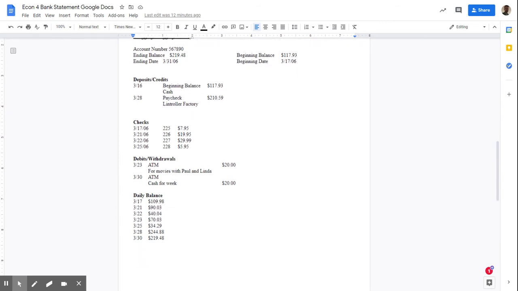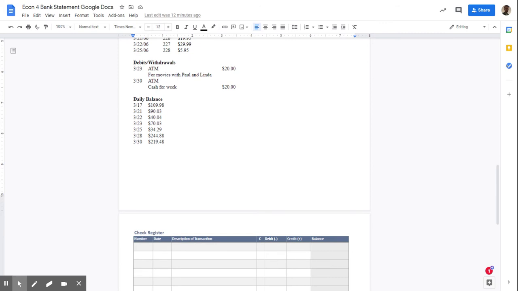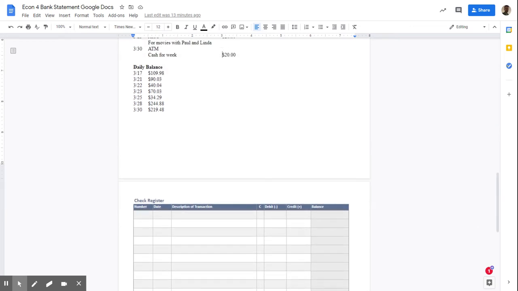And so they group it by category. So here are the deposits that occurred. He made two, the original opening the account, and then his paycheck from the lint roller factory that he works at. And then the checks that he's written with the numbers and the amounts, and then the withdrawals he made at the ATM machine. Now, it's not going to have this here. It's not going to actually say that. It doesn't know what you used the money for, but we just added this in so that way you could use that information down below. And then $20 each of those times. And then the daily balance each time a transaction was made, the change in the checking account number.